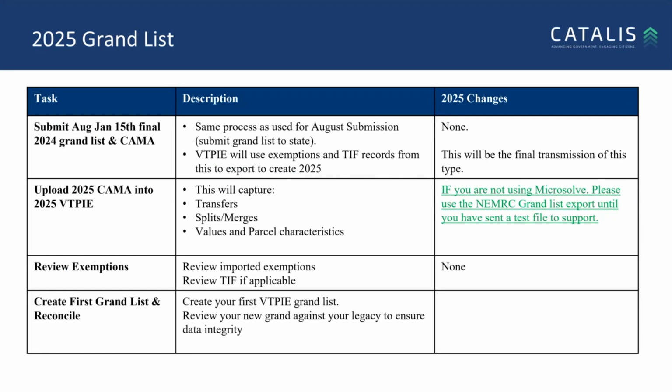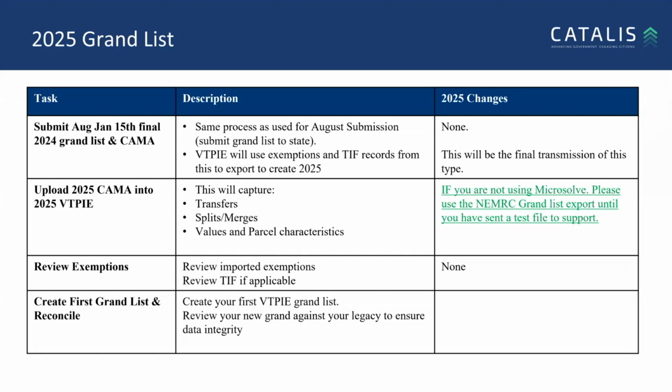All right, so your 2025 grand list. First step is making sure that you've submitted your January 15th final 24 grand list. I know most people have submitted those already, so thank you for that. Same process you've used for the August submission and for the past many years. We're actually going to use the exemption and TIF records from this export. That's going to be what goes into 2025.